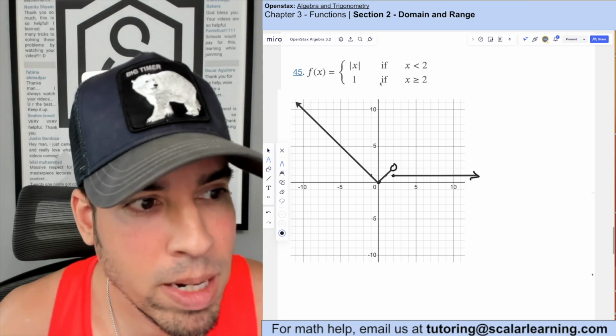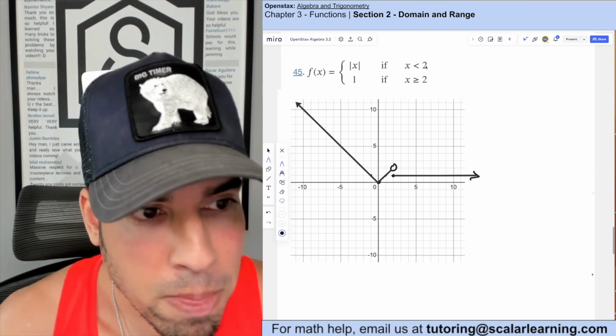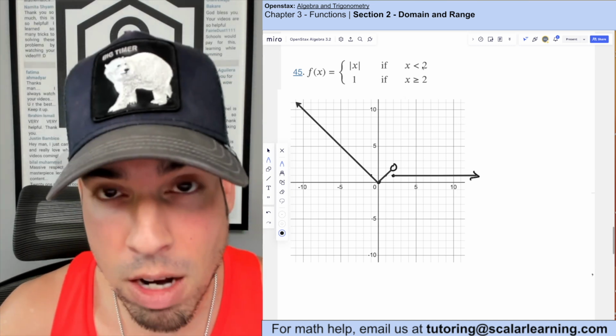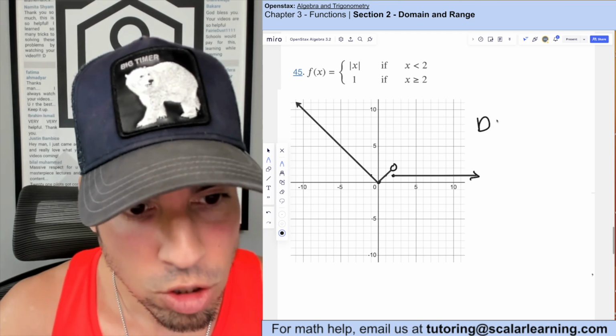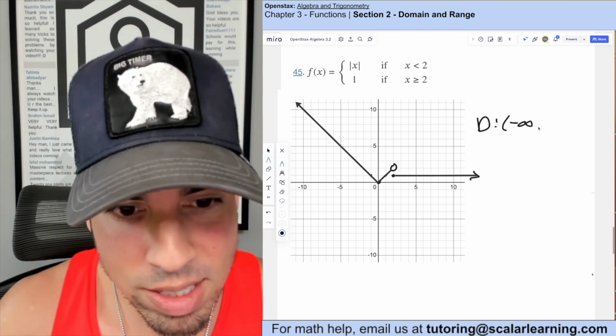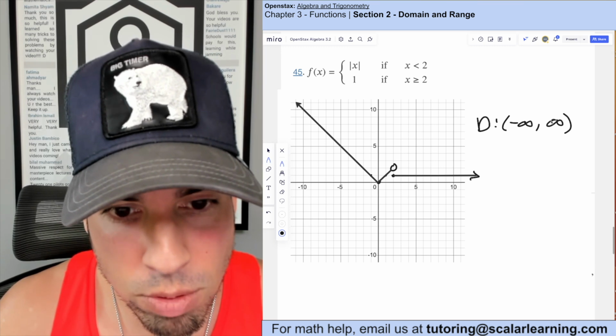Now, what's the domain? Once again, there's no break in the domain. It ends at 2 here, then it picks right back up, including 2 there. So my domain is all real numbers, negative infinity to infinity, boom, done.